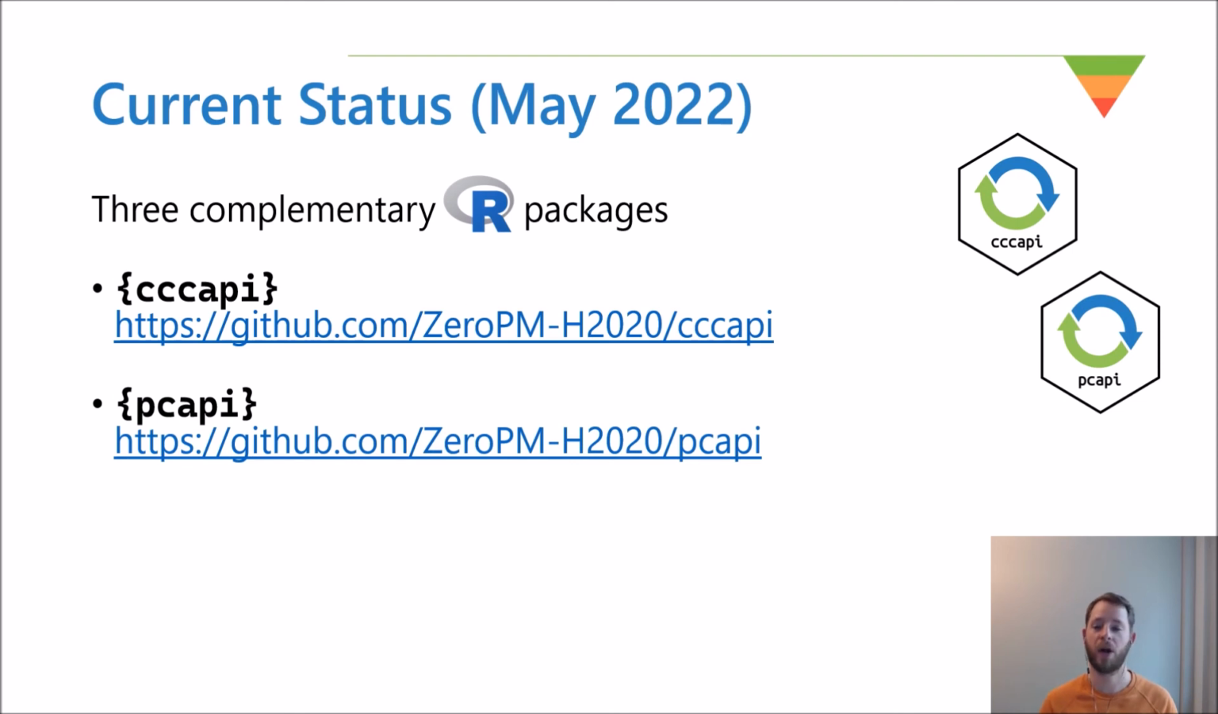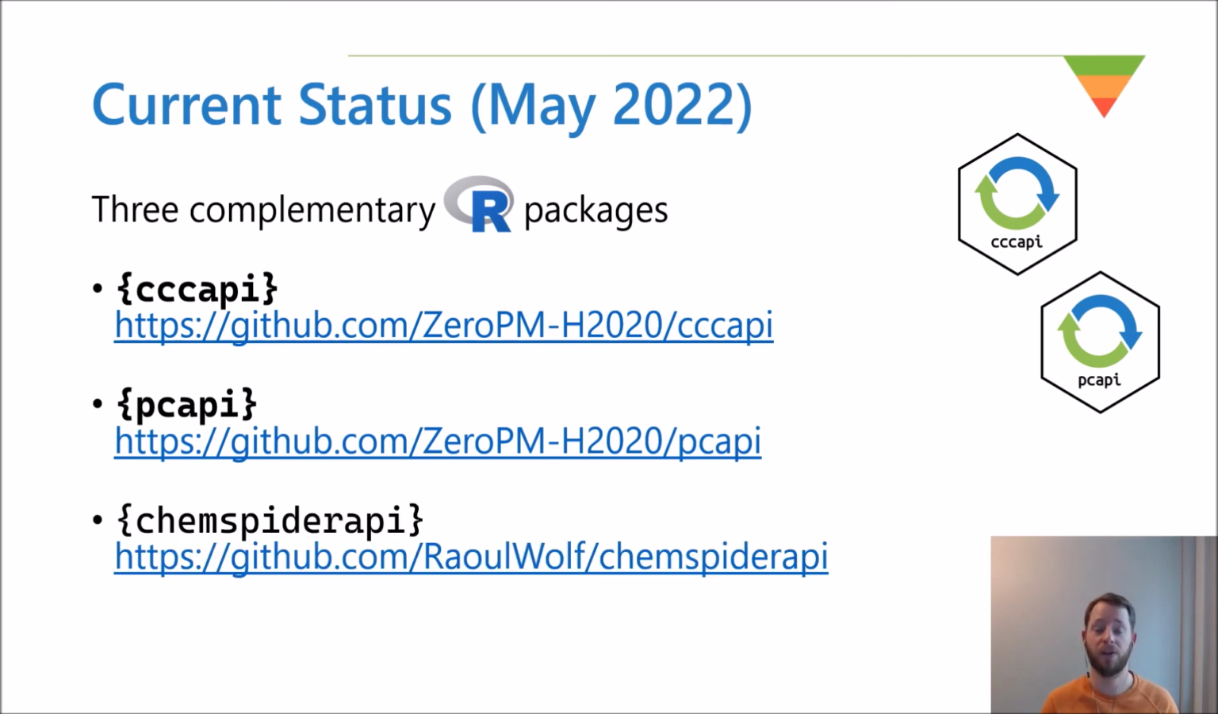But we also have developed and are still actively developing functionalities for a PubChem API package called PC API, where we are also working together with some of the PubChem developers. And again, that's available from ZeroPM's GitHub. In a bit of a shameless self-plug, I had previously, way before ZeroPM, developed an R package to connect to the ChemSpider API, which we are also using, and that's part of my personal GitHub repository.